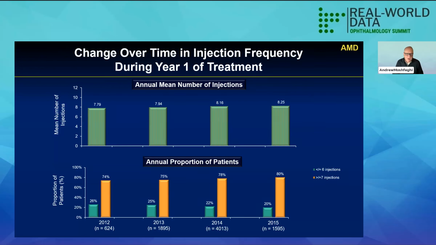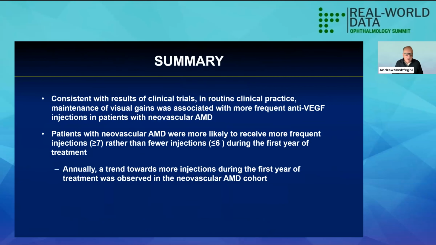And you can see here, when we look at the proportion of patients, that by 2015 it was really an 80-20 split, compared with 2012, when it was more of a 75-25 split, the trend being towards more frequent injections, such that by 2015, there were about 8.25 injections on average.